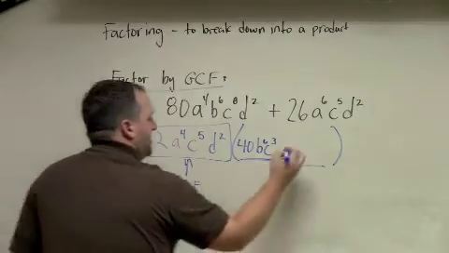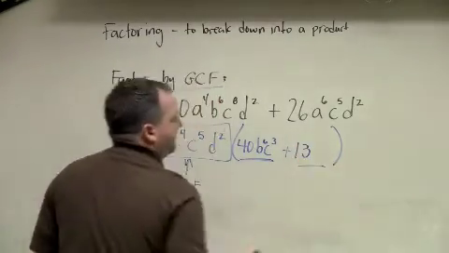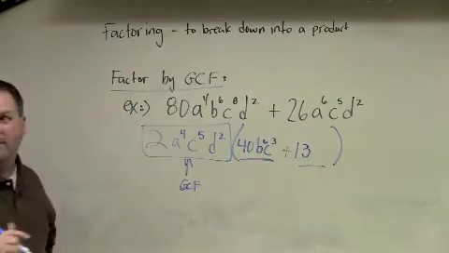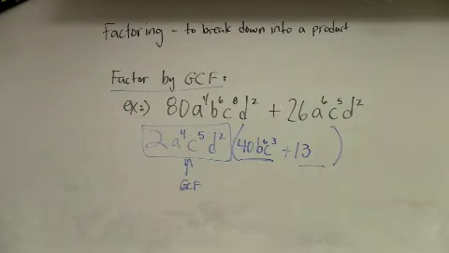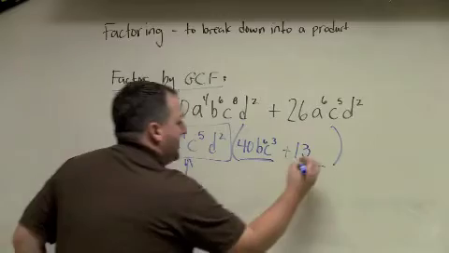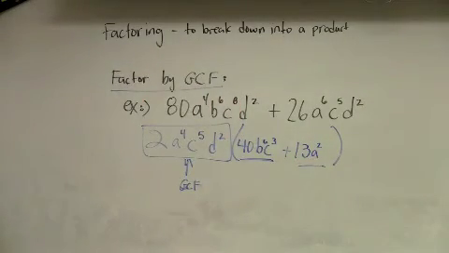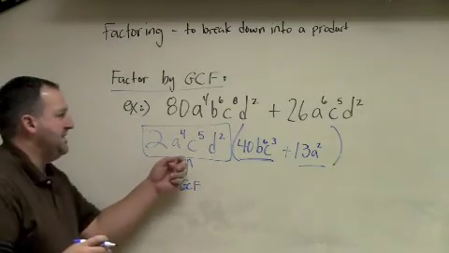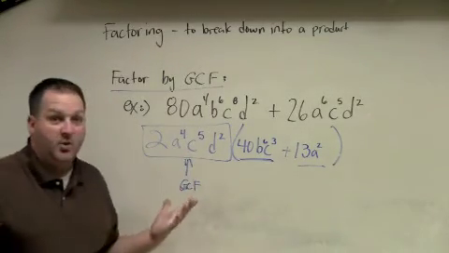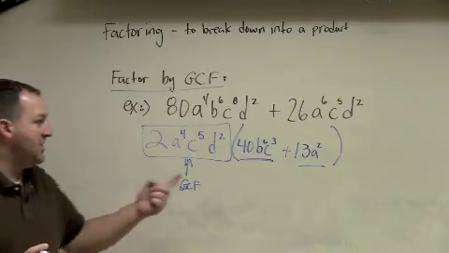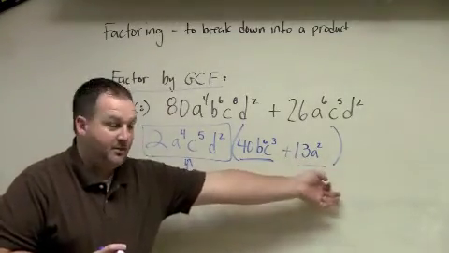26 divided by 2 is going to give me 13. A to the 6th divided by A to the 4th. I'm going to subtract the exponents. 6 minus 4, I'm going to get A squared. C to the 5th divided by C to the 5th. They go away. It's going to equal out 1. I don't have to put the 1 in there because 1 times anything is just what I have written.